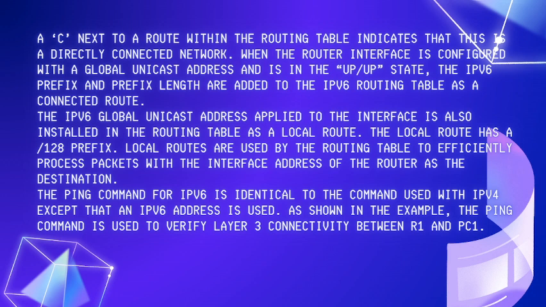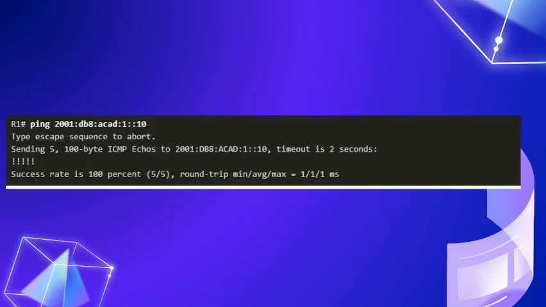The ping command for IPv6 is identical to the command used with IPv4, except that an IPv6 address is used. As shown in the example, the ping command is used to verify Layer 3 connectivity between R1 and PC1. So here is R1, and this is the ping.